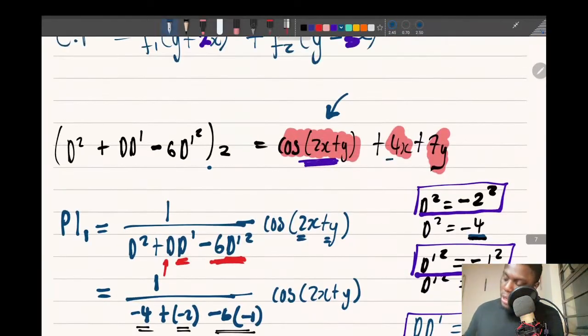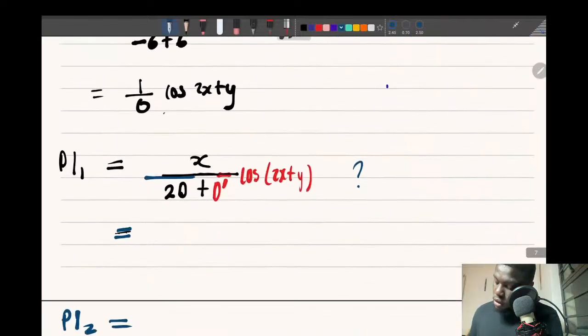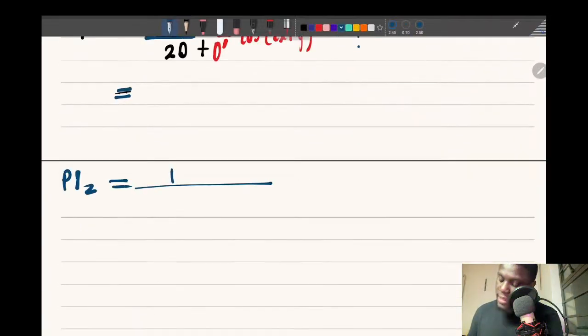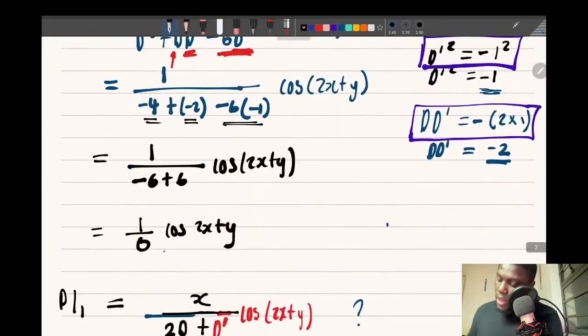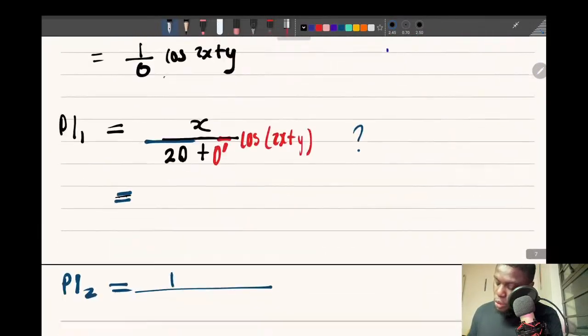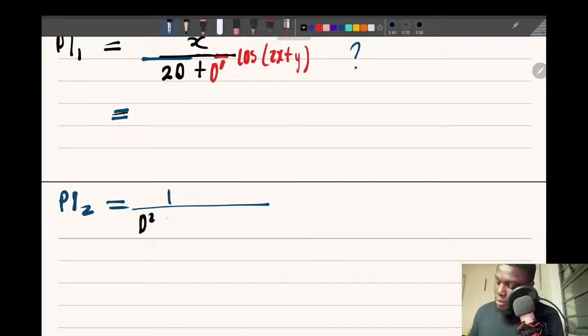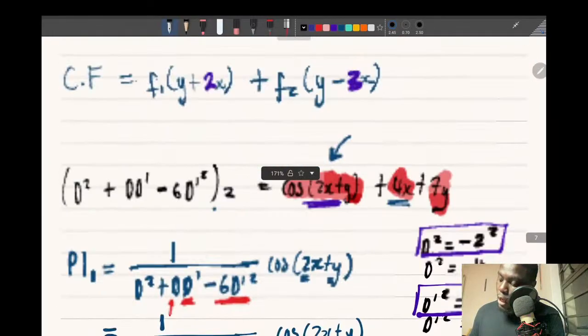This is going to be 4x. So my particular integral is 4x, so it's going to be 1 over all that stuff, and it is multiplying 4x. So it'll be 1 over, what do we have? d squared plus d prime minus 6d prime all squared. And this now multiplies 4x.